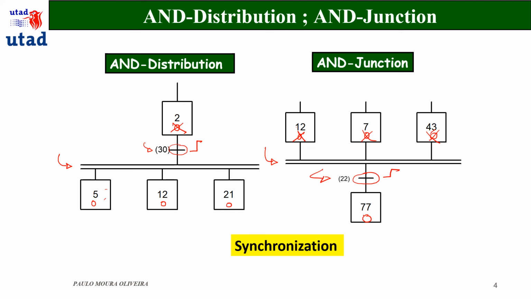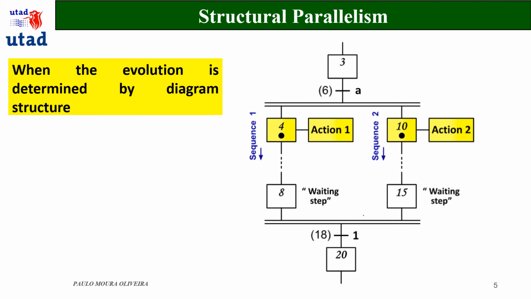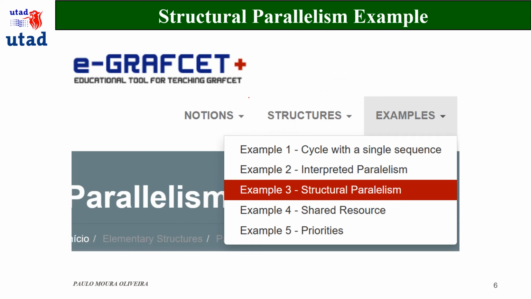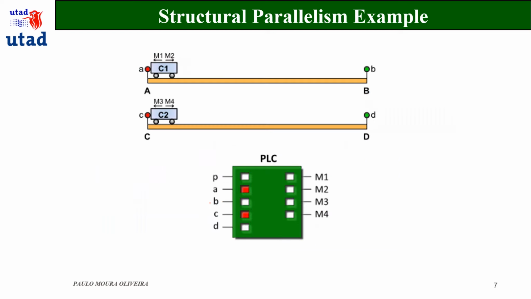Okay. So this is also called structural parallelism, and we can see here an example with two parallel sequences, where in this case the evolution is determined by the structure of the diagram. So we are going to see one example about structural parallelism, which is example 3 of e-GRAFCET plus. So I'm going to just provide the example.